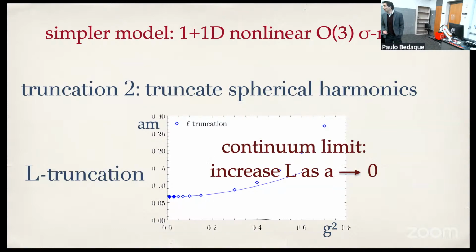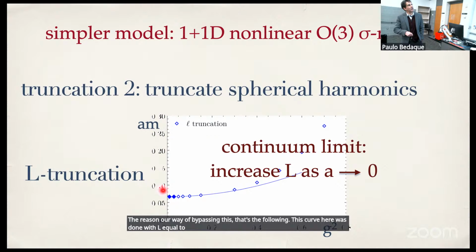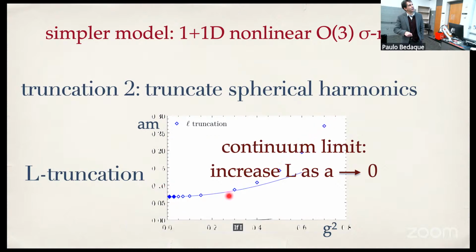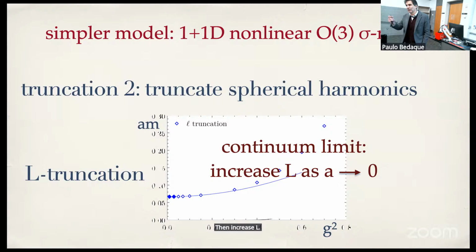There is a way of bypassing this. That's the following. This curve here was done with L equal to 1. The maximum L is 1. If I did L equal to 2, the curve would go a little lower. And if I did L equal to 20, it would go a little lower. Since there is no limit for L, I can make it larger and larger, and I could approach the continuum limit by doing this. I take an A, do a calculation, then increase L. Then I can go to smaller A. And I keep increasing L as I decrease A.